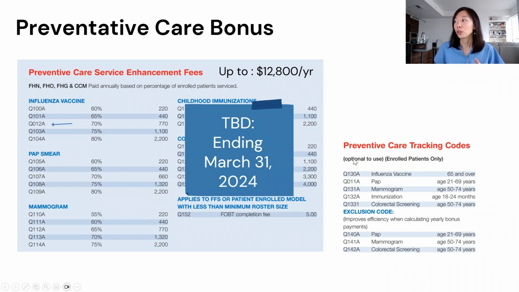And there are also these things called tracking codes. So these don't pay anything, but anytime you see a patient for a flu shot or for a mammogram or something, you can bill this, and it allows the system to track how many of these patients you've done mammograms for, for example. Some EMR systems actually automatically track it for you, but some don't. So it kind of depends on your EMR. For example, my EMR doesn't. So I usually have to bill these preventative care tracking codes.